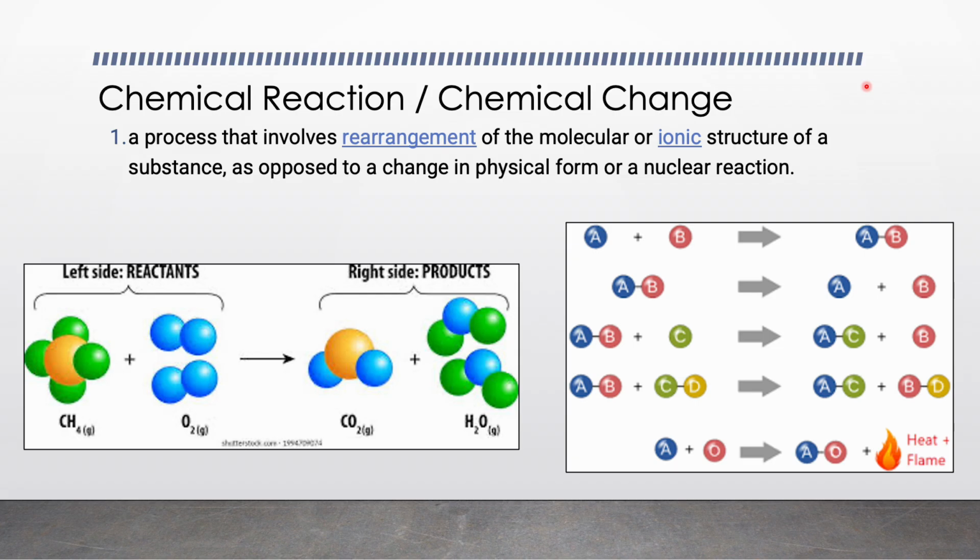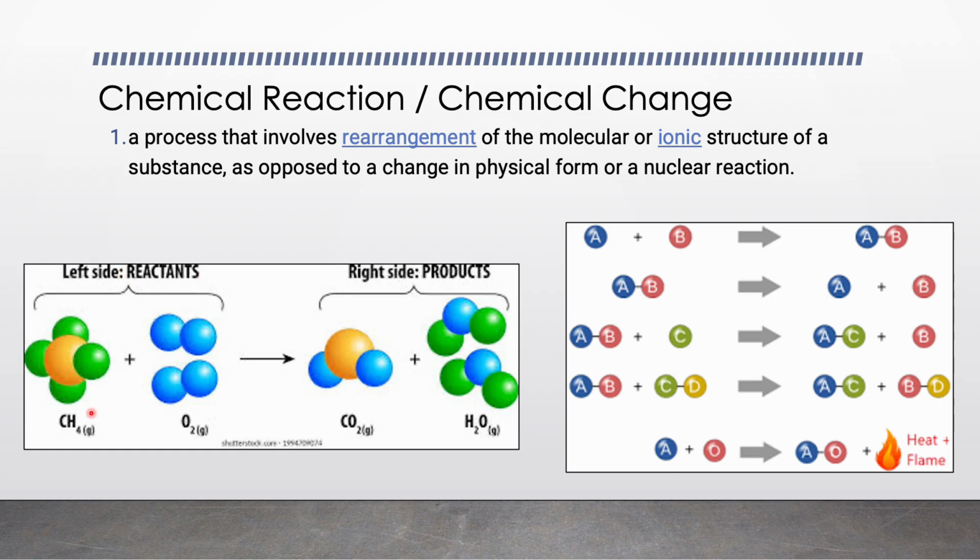Okay, we've mentioned that enzymes help speed up chemical reactions. Well, we need to understand what a chemical reaction is. As we take a look, chemical reactions involve a rearrangement of the molecular or ionic structure of a substance, as opposed to a change in physical form or a nuclear reaction. When you look at a chemical reaction, chemical changes occur. You start first with reactants. So the beginning stuff are my reactants.